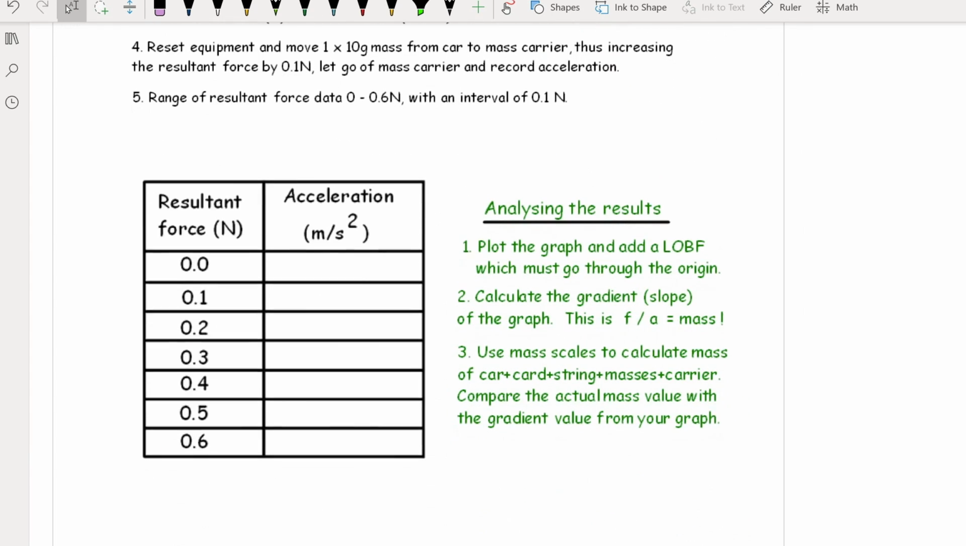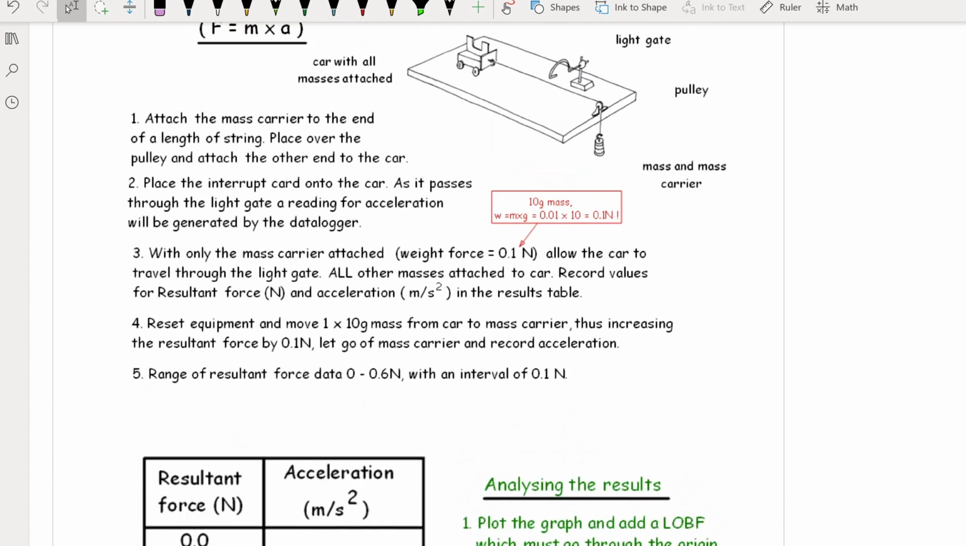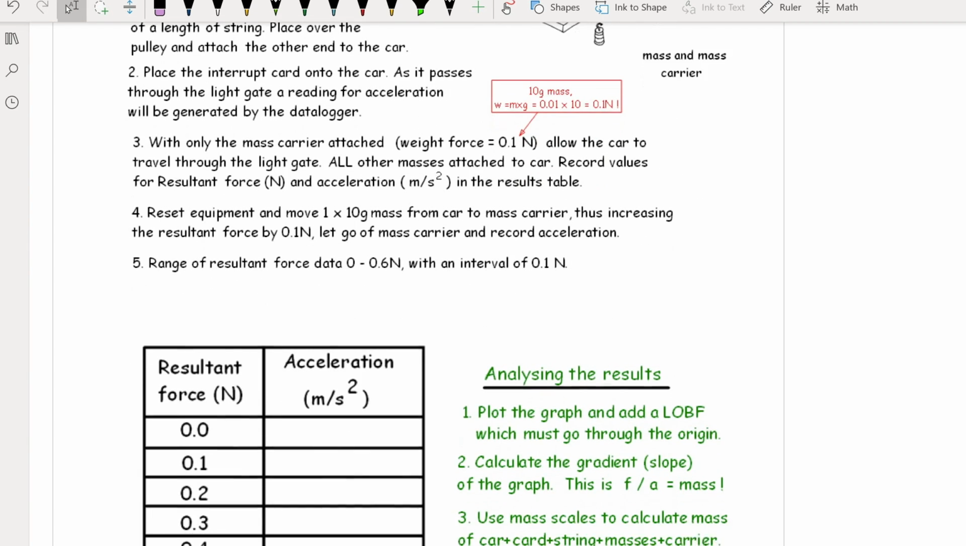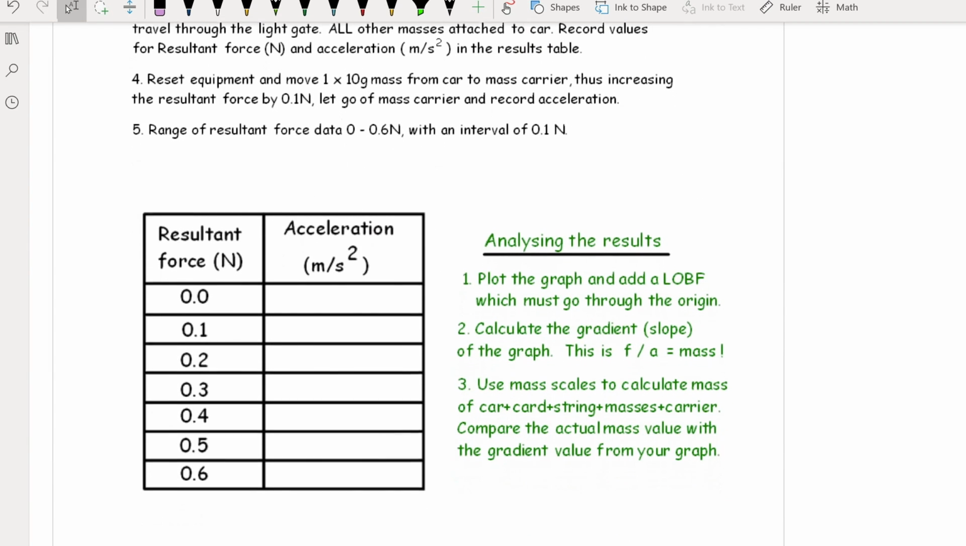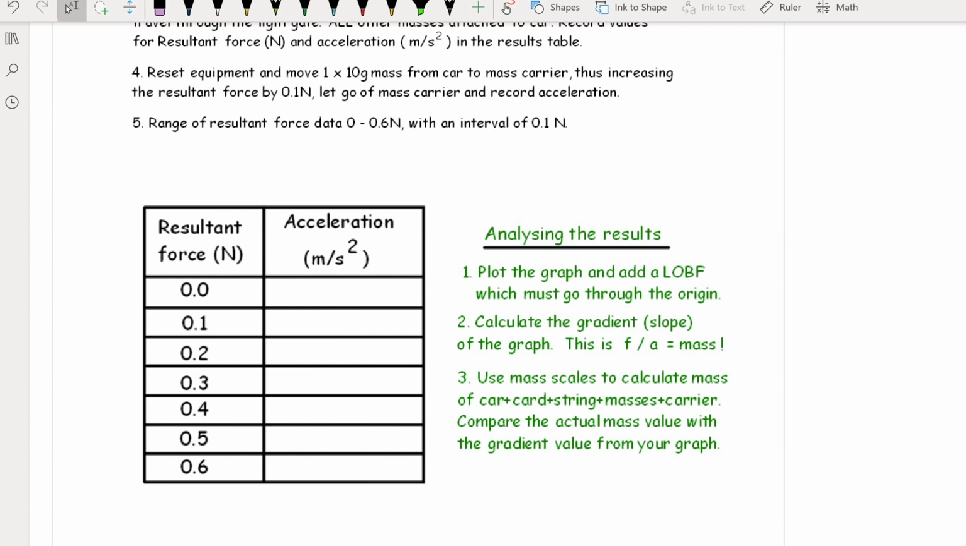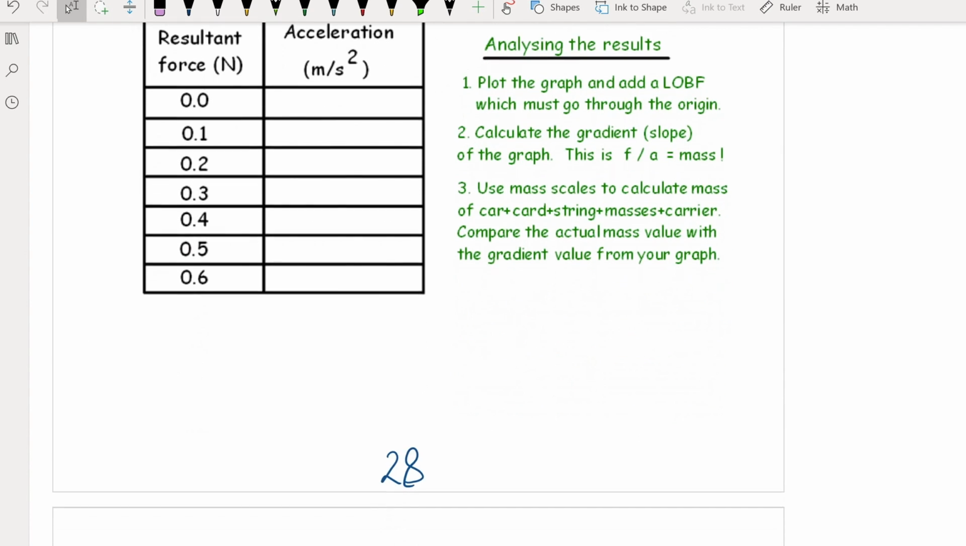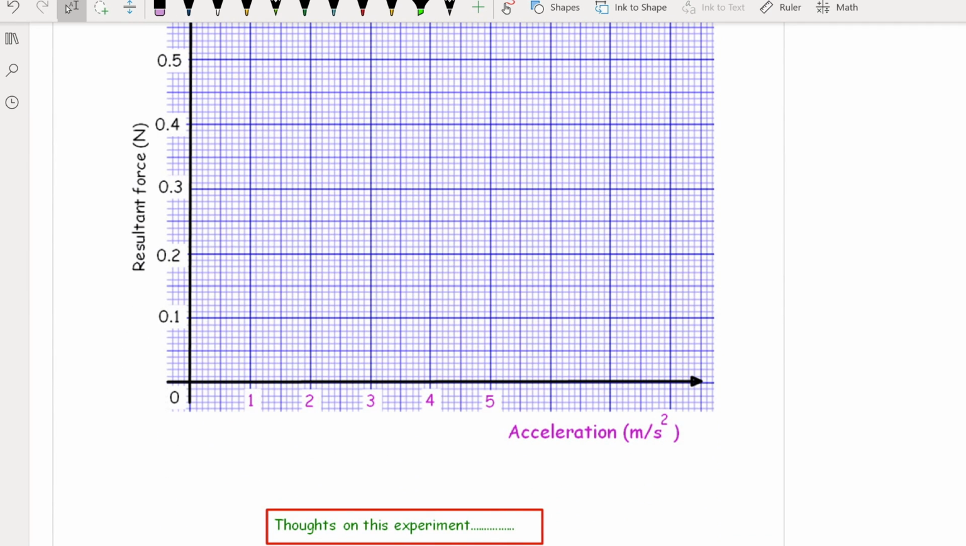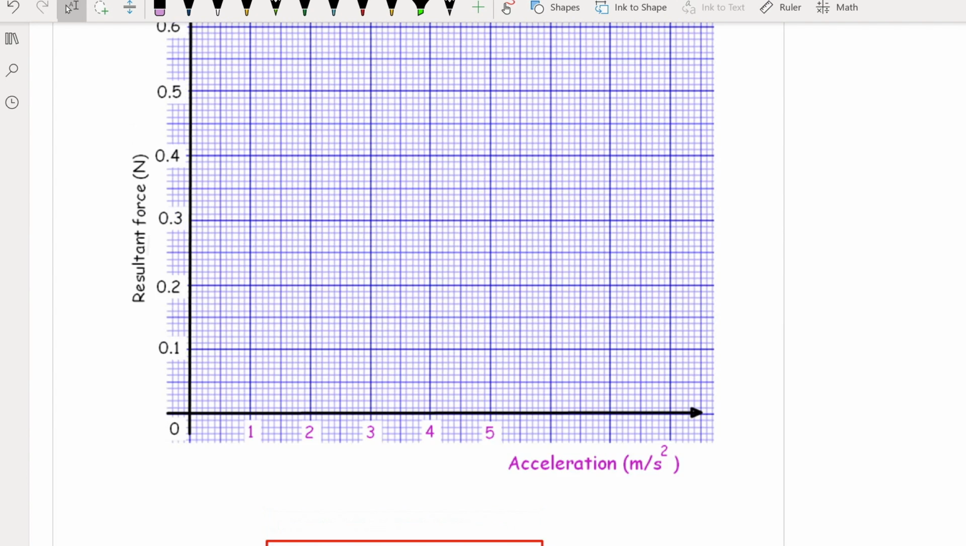Turning over the page, onto page 28, I'd like you to read through that, and you'll be watching a video previously recorded on Newton's second law of motion, where you'll be given values for acceleration, which you need to put into your booklet, and then plot a graph of acceleration against force on the graph underneath.